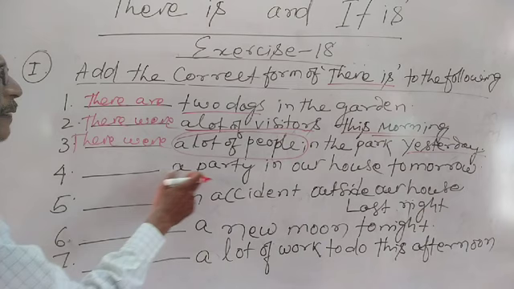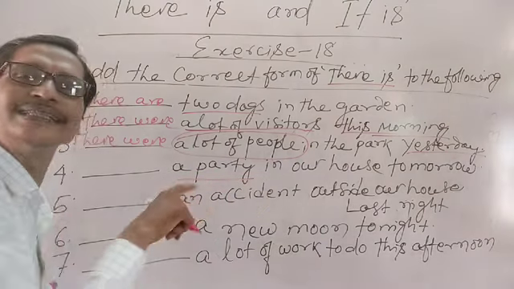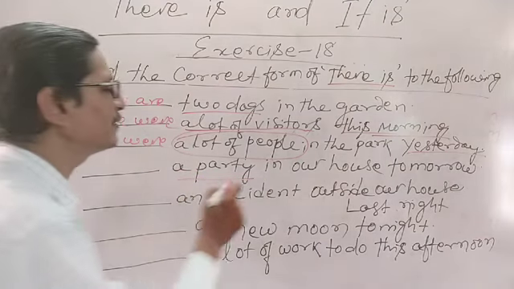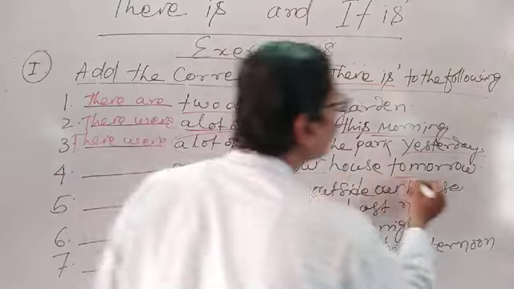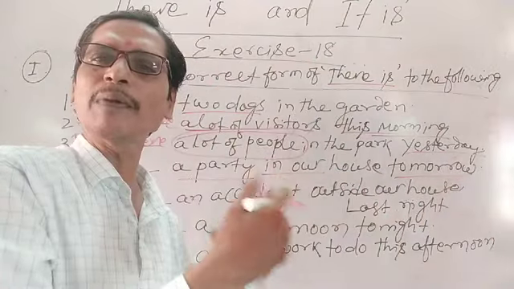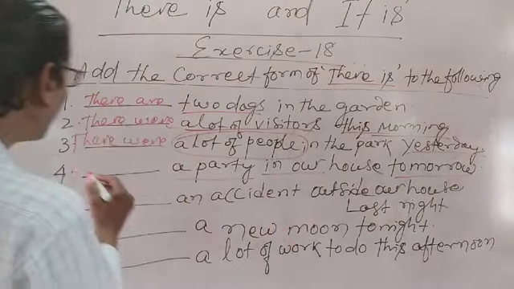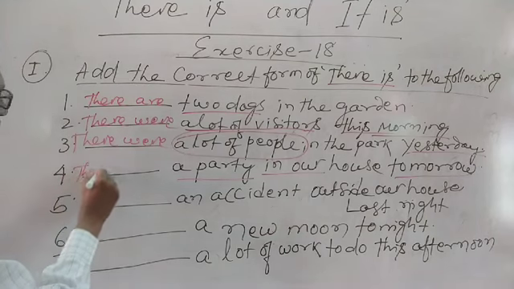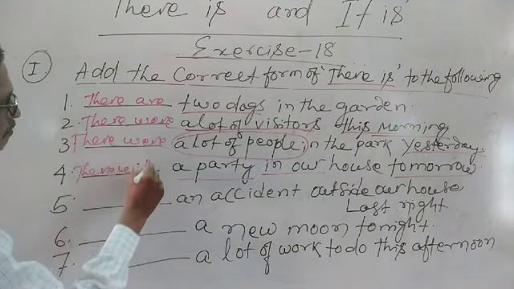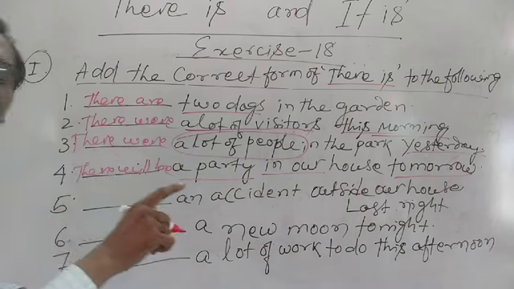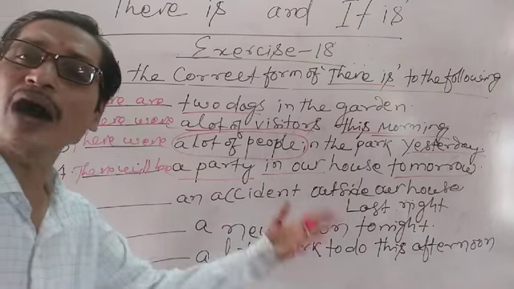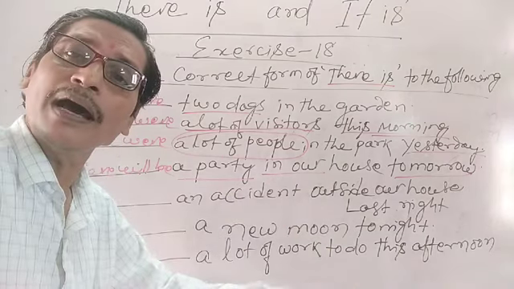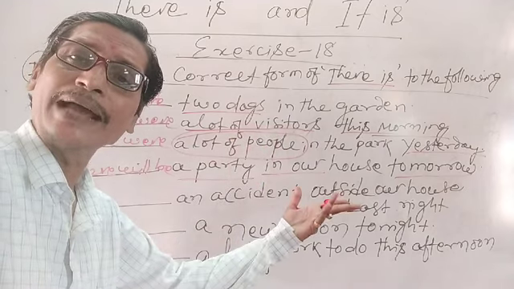Similarly, there is a party. A party is talking about a singular subject, in our house tomorrow. Tomorrow is talking about the future time. So what do we write? There will be a party in our house tomorrow. Tomorrow is talking about the future time.